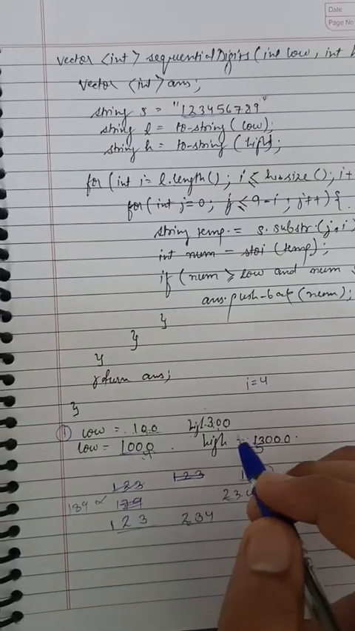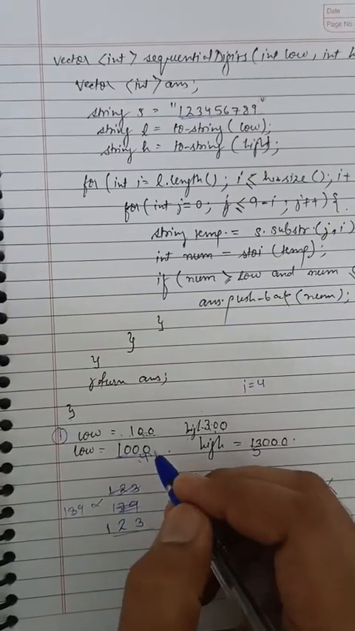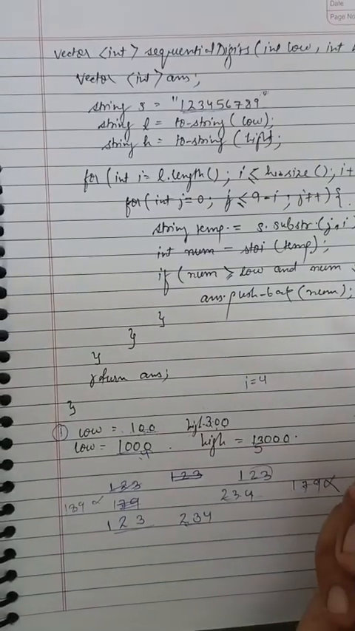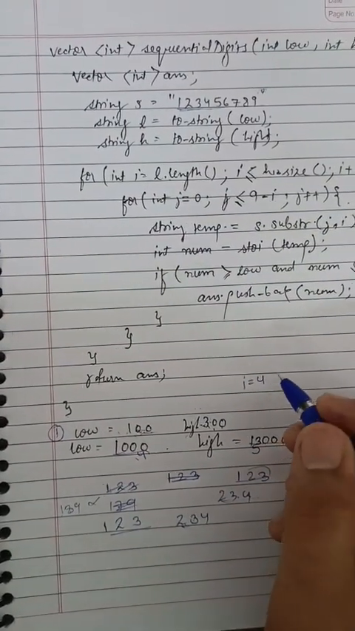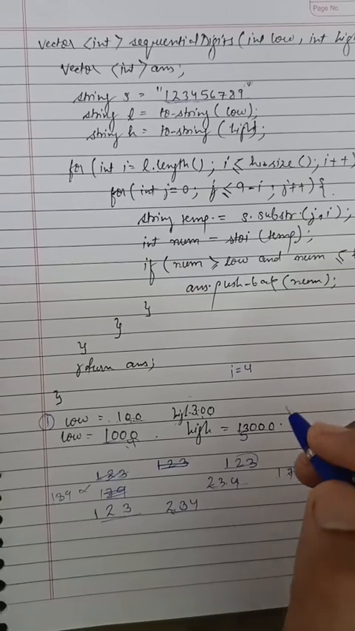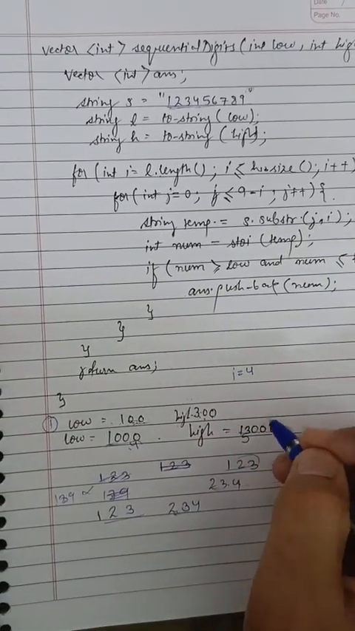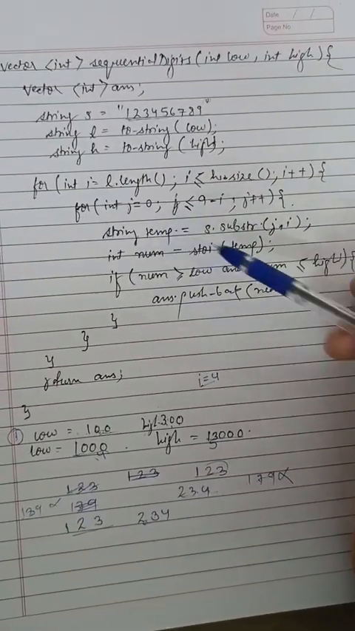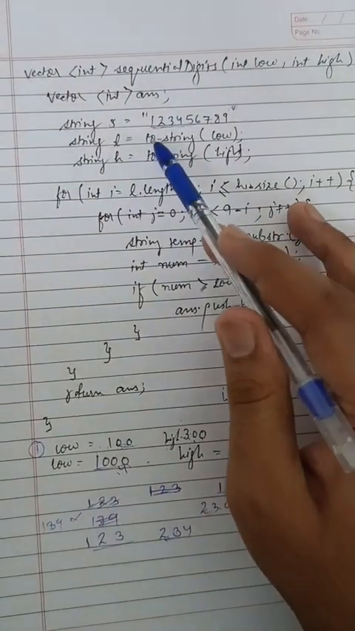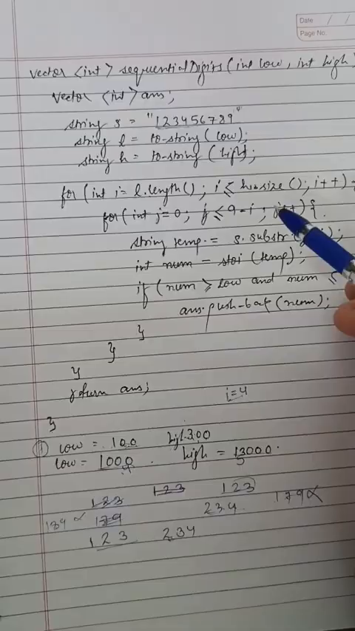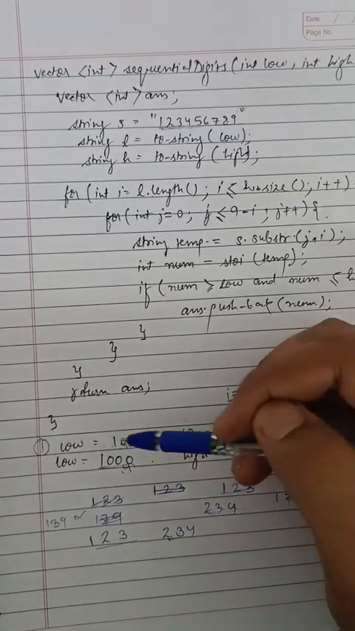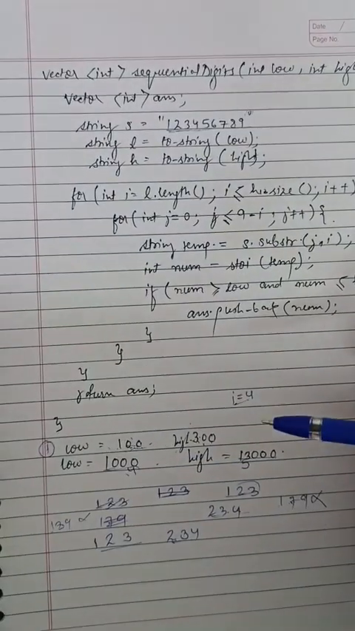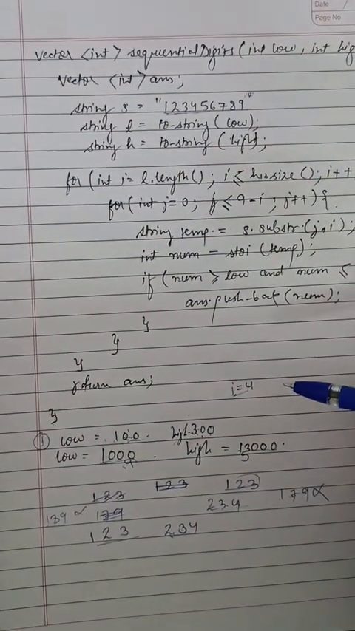Don't think about how to find the size, because we can easily find it by converting to a string and taking the length. So let's get to the main core. The size is 4, and currently i is equal to 4. So from this string I will consider all those values of size 4 which are less than high and greater than low. Do you get my point?